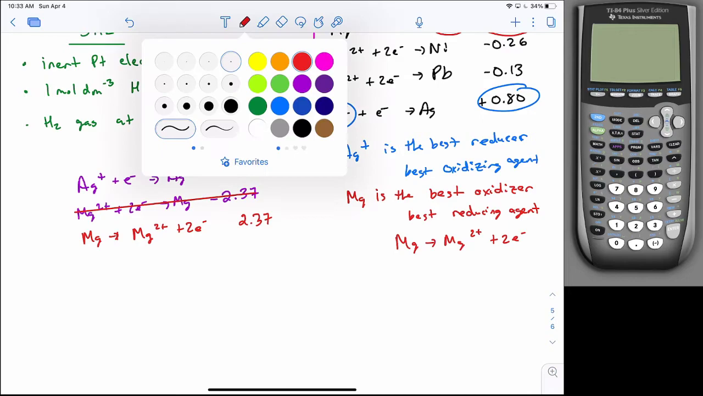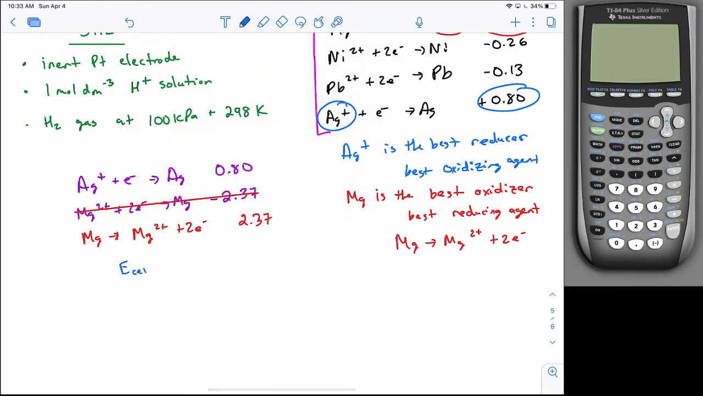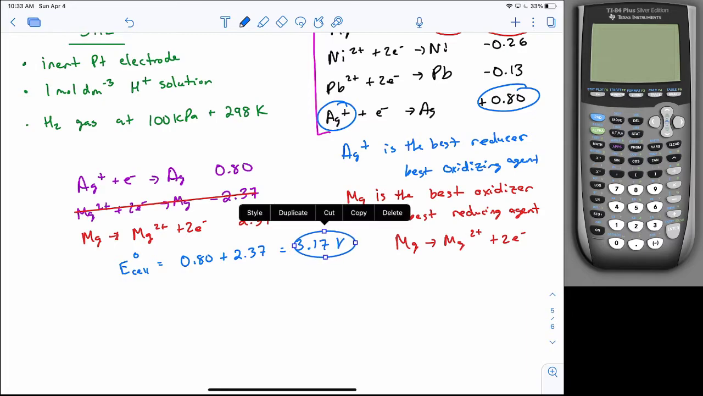And so the cell potential here is 0.80 plus 2.37, which gets you 3.17 volts. Now, I will say this. Some books will say reduction minus oxidation because they don't want to flip the reaction around. They just want you to know that you are subtracting the oxidation potential. I don't necessarily like that because I'm going to have to flip the reaction around anyways. So I flip and then add.